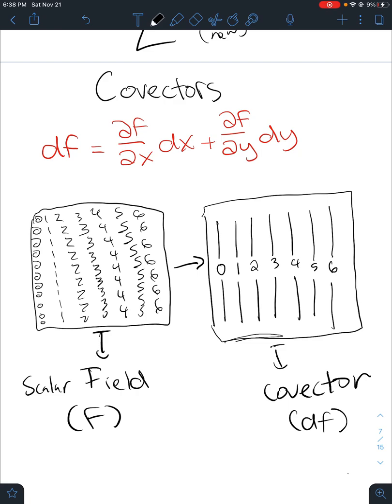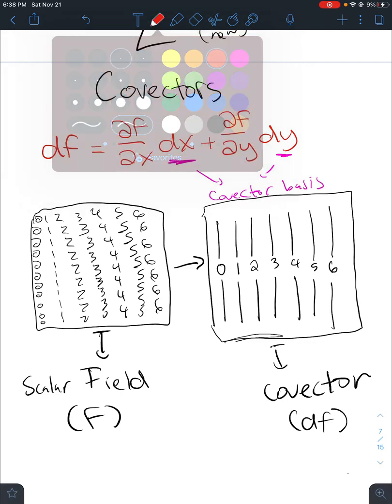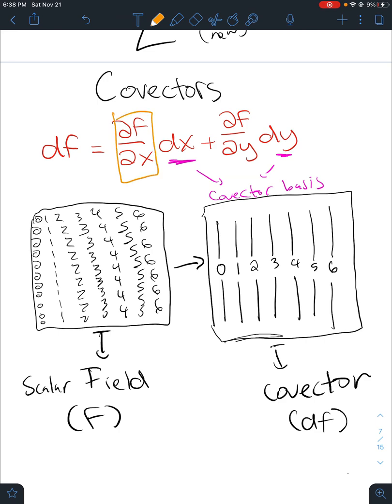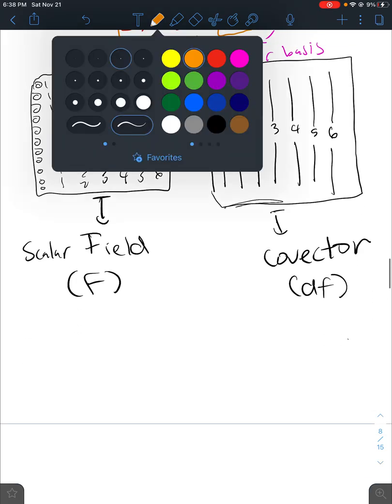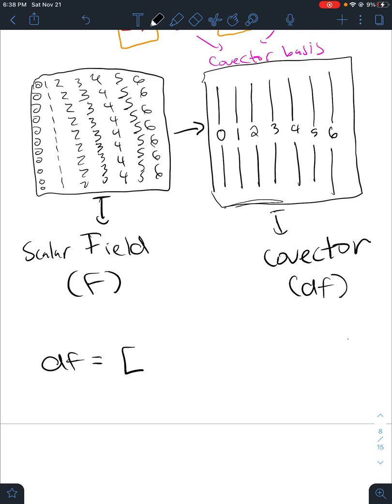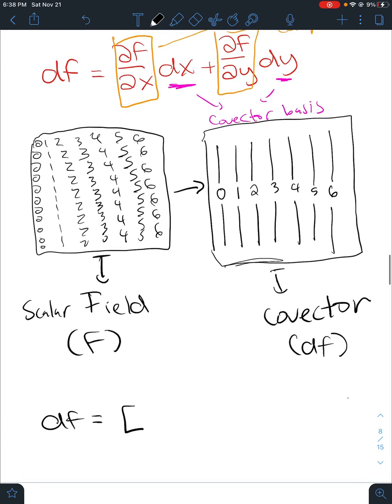So you have a scalar field F. You can transform it into a covector by taking dF, and we can expand the covector dF with the multivariable chain rule. And here we can immediately see our basis. The dx and dy would be our covector basis, and these terms over here would be the covector components. And we can write dF as a row vector in that form: partial f over partial x, partial f over partial y, given some basis dc^i.